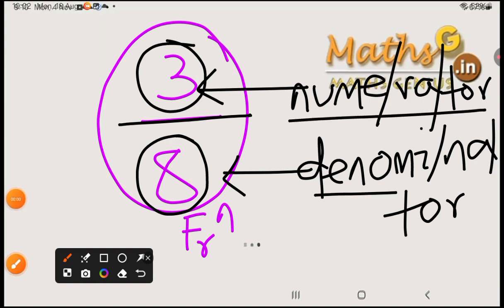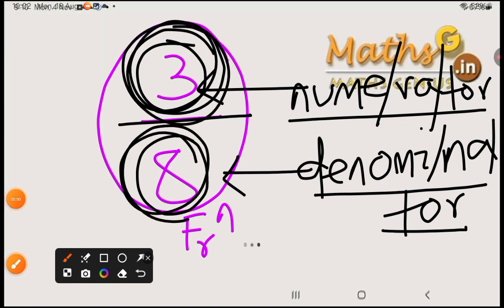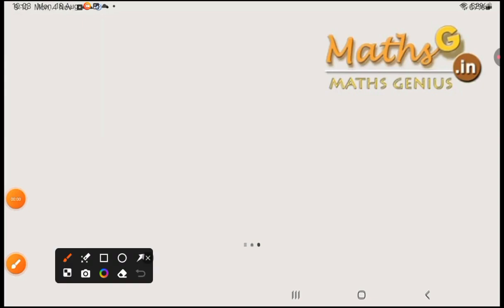Numerator, denominator. Mathematically we can write n and d. We can write it as n and d. So whenever we are talking of a fraction, it consists of the numerator and the denominator.